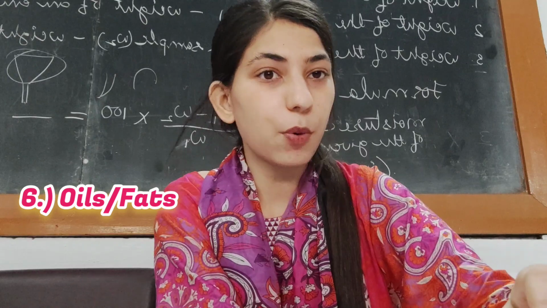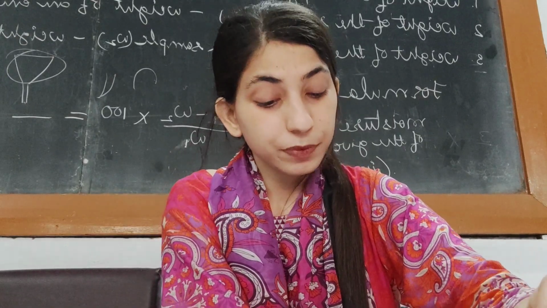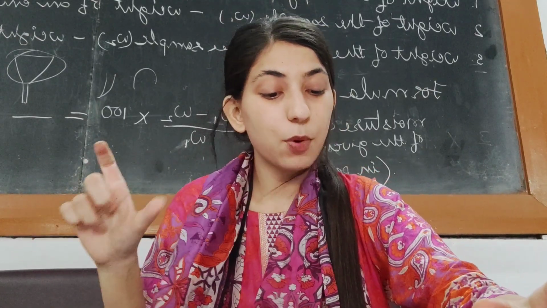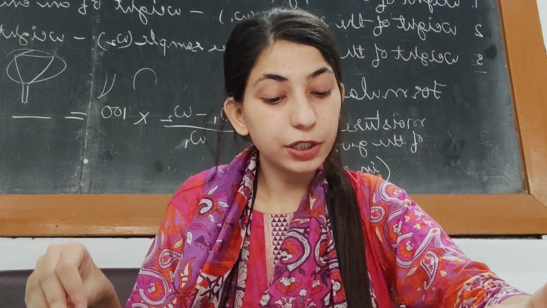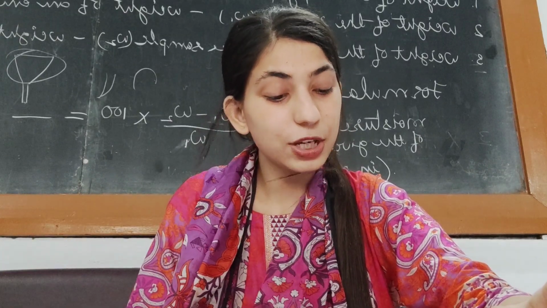Then oils and fats. A very common adulterant found in oils and fats is argemone oil. How to test it? Take a small quantity of oil in a test tube, add equal quantity of concentrated nitric acid and shake carefully. Red to reddish brown color in the lower acid layer would indicate the presence of argemone oil.